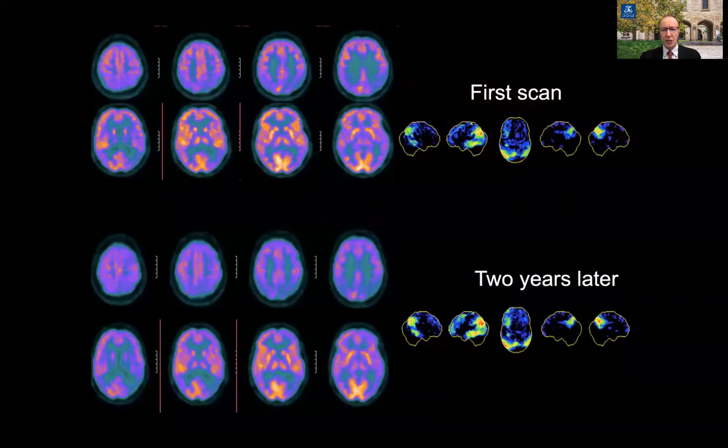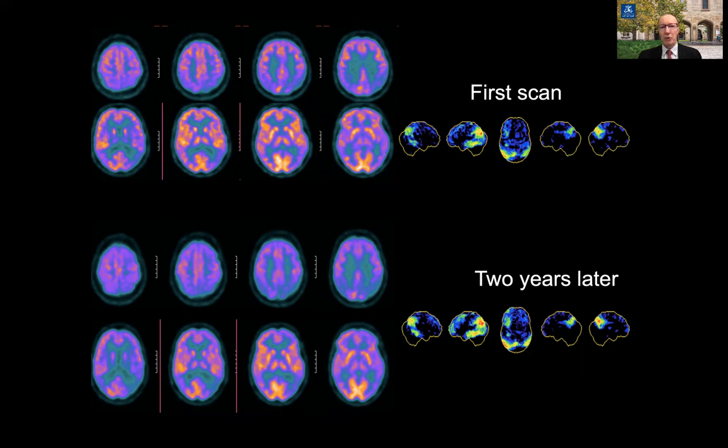Here's the repeat FDG 2 years later. Now, the pattern is the same. The intensity of hypometabolism has increased somewhat, but you'll notice there hasn't been a huge change over 2 years. And this is the case with FDG PET.